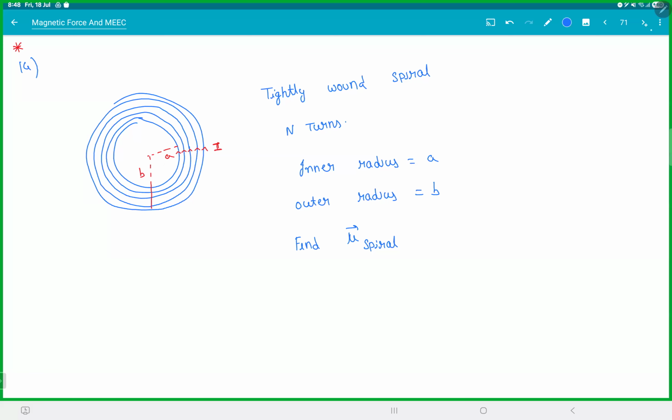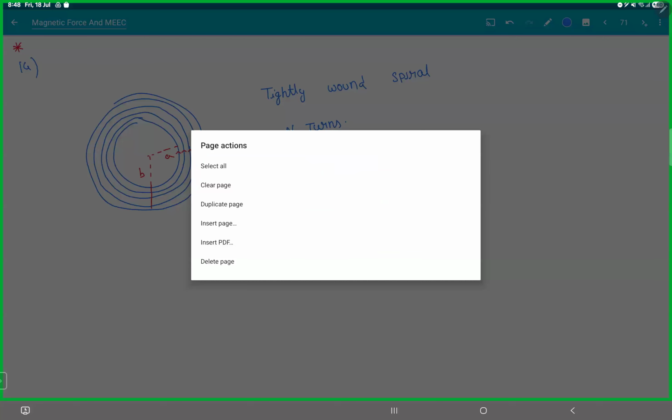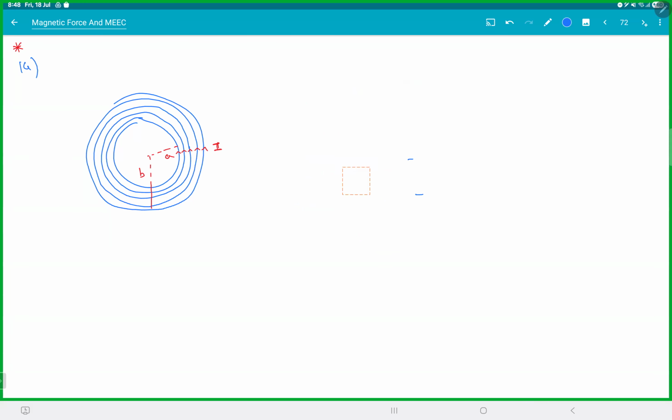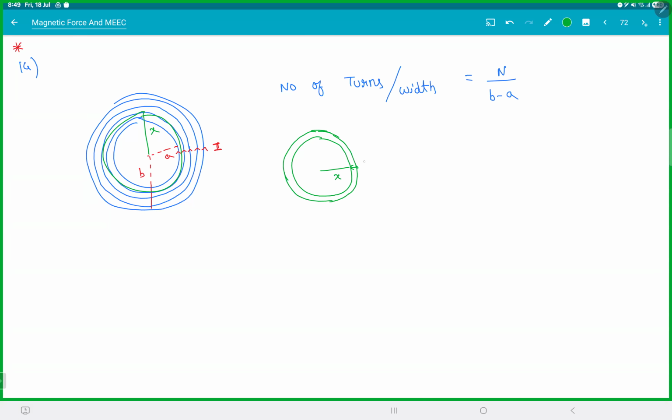See, how to do spirals. Listen to this. You should know the technique here. First thing, number of turns per unit width. There are total N turns, and the width of this spiral is B minus A. Now, at a distance x, take a ring of thickness dx. Since it is a tightly wound spiral, the idea is this: in that dx, there are a lot of turns. It's not a single turn.